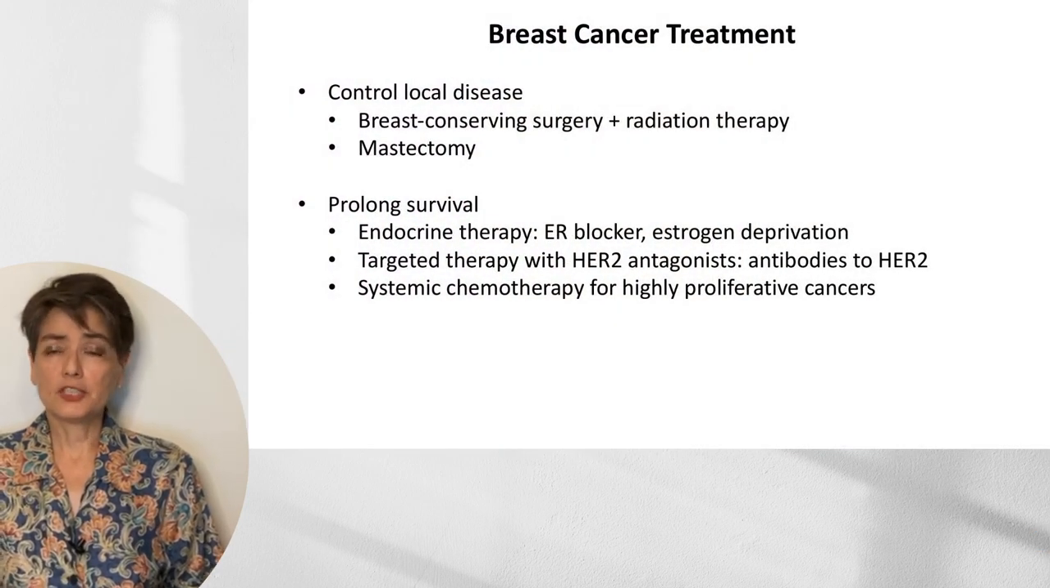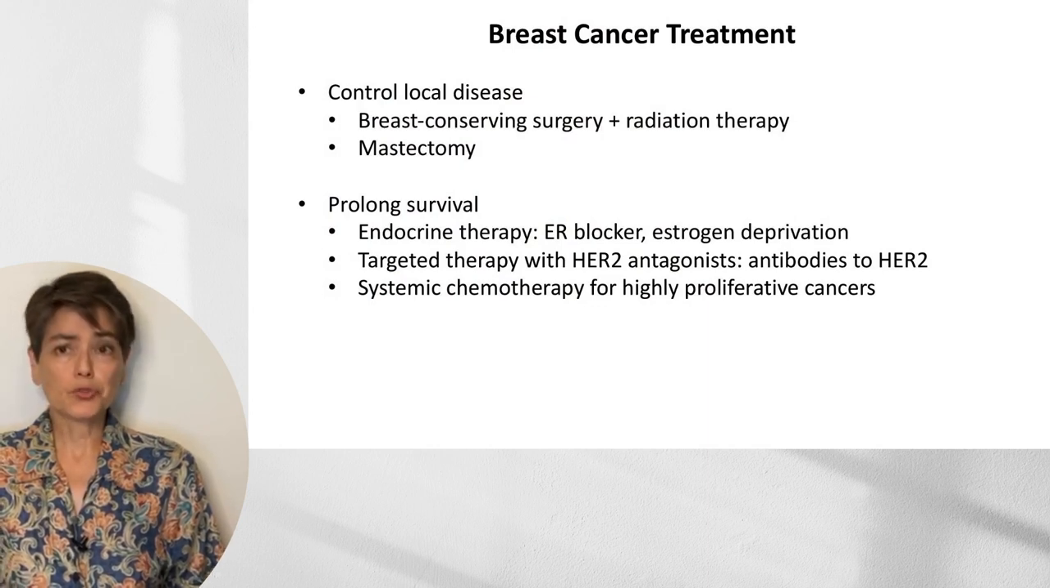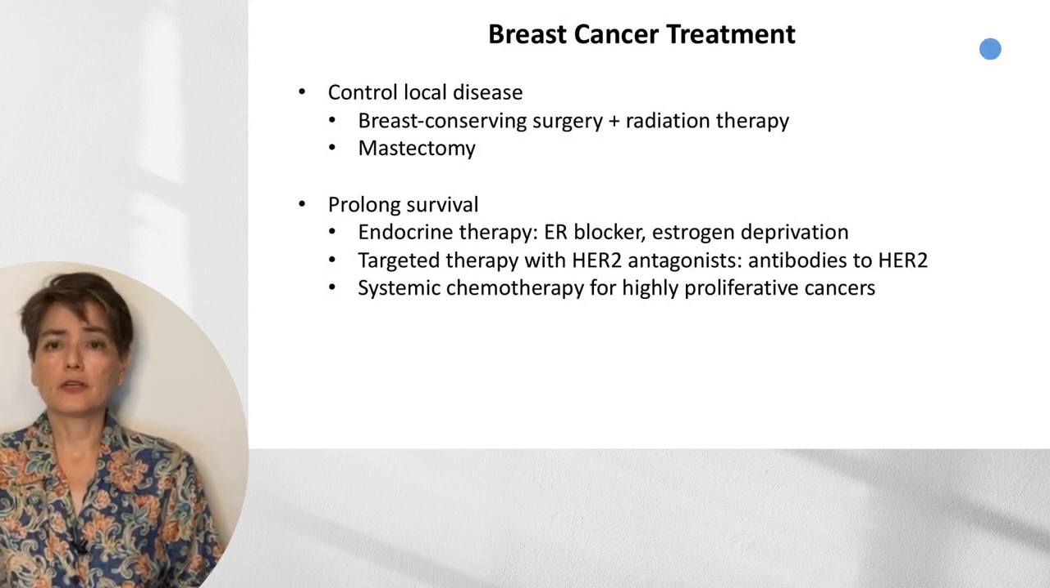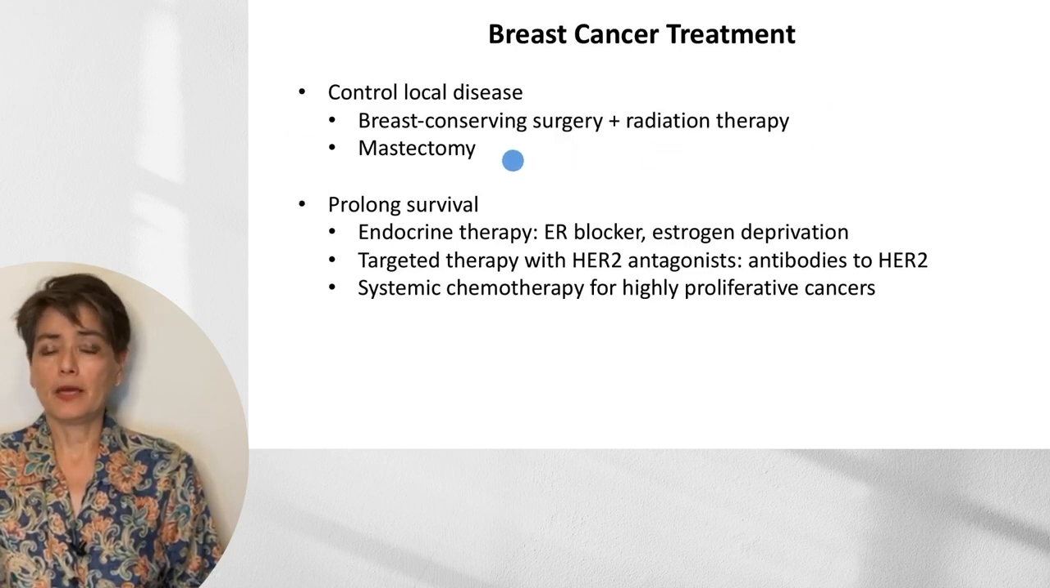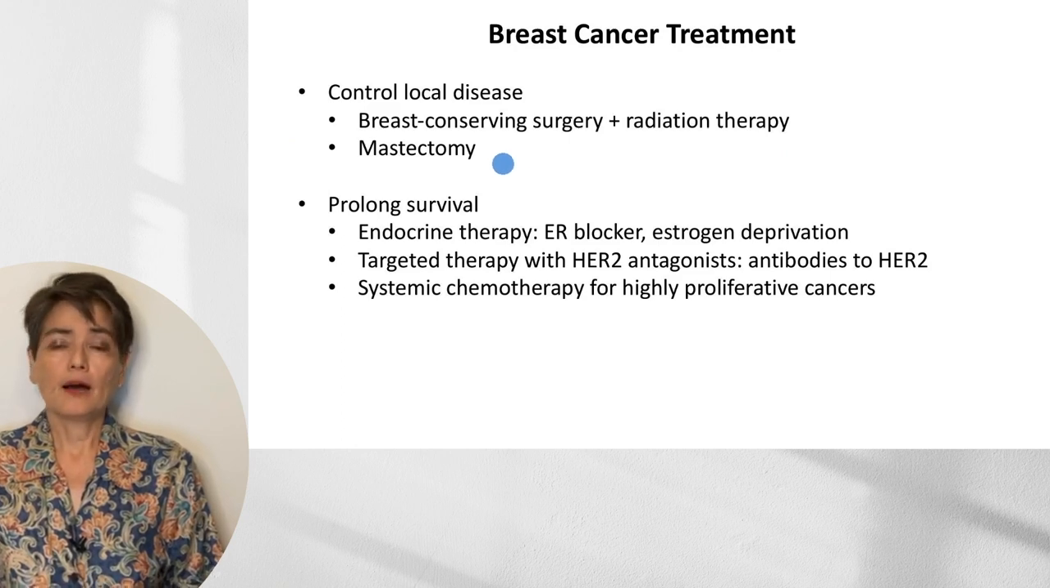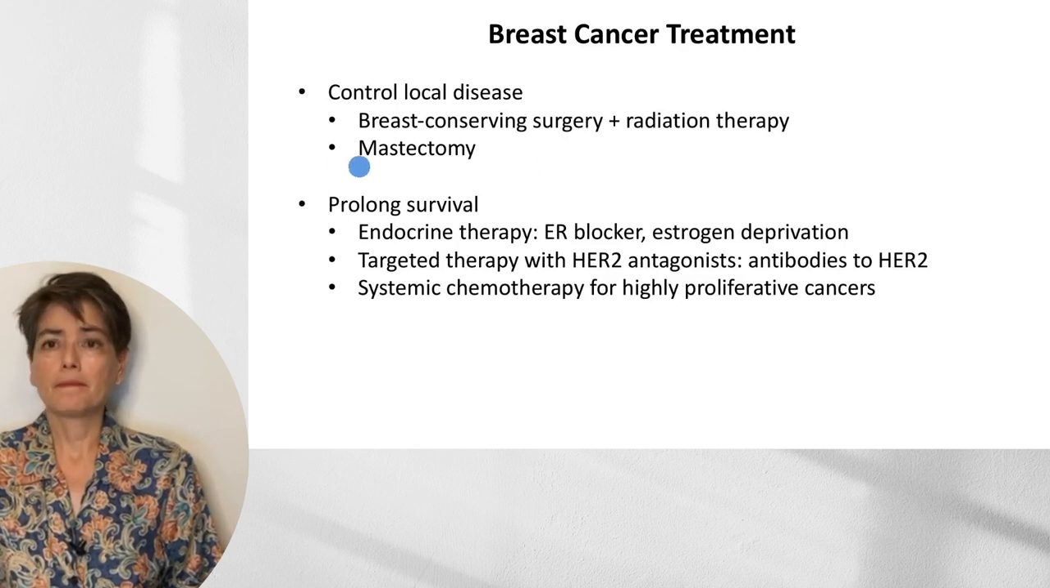So this brings us now to the final discussion, which is breast cancer treatment. So there are two goals to this, controlling local disease and prolonging survival. So in order to control local disease, there are two options. One is breast conserving surgery, also referred to colloquially as a lumpectomy with radiation therapy. Alternatively, patients may elect to undergo a mastectomy, for example, if they do not wish to undergo radiation therapy or if they have multiple tumors in one breast.